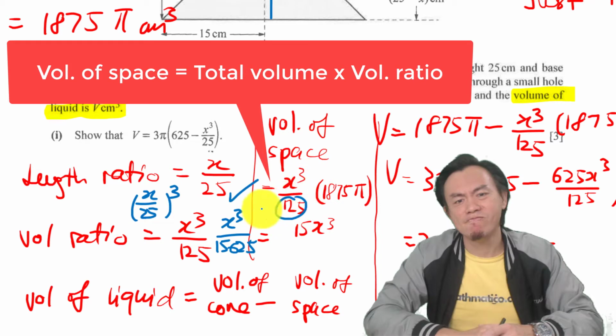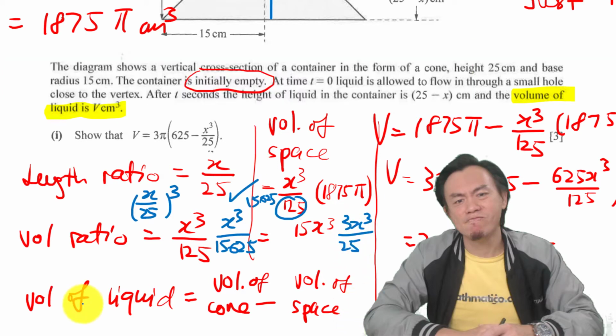So instead of 125, this should be 15625. X cubed over 15625 times 1875, and that would give us 3x cubed over 25. So now we can put it here, where the volume of liquid equals the volume of the cone minus the volume of the space.